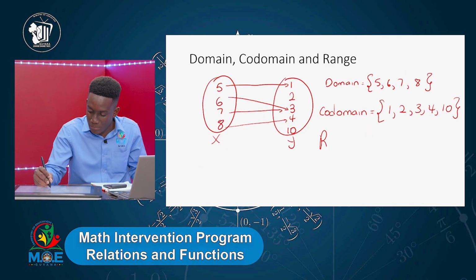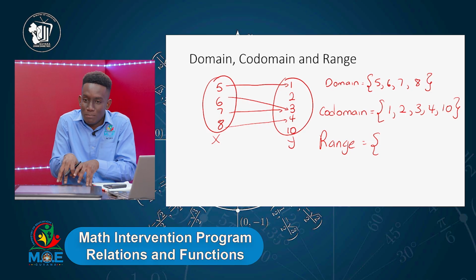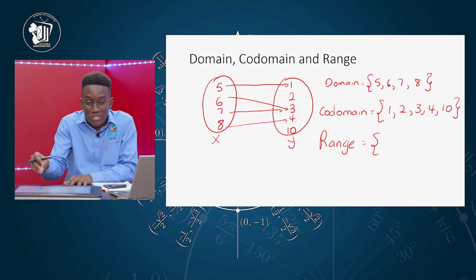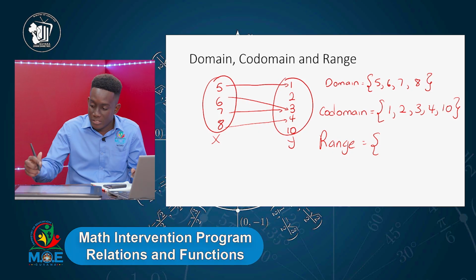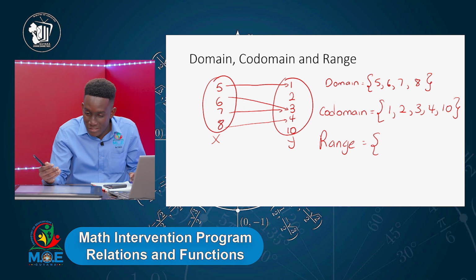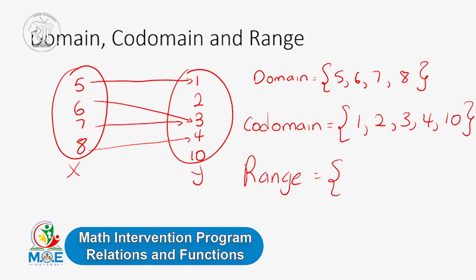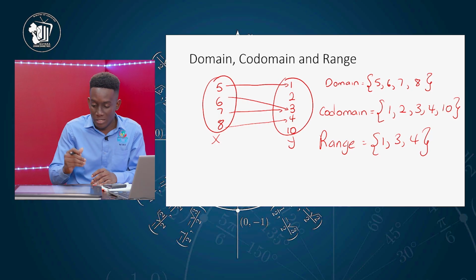And the range in this example would be everything that is being mapped onto. So for example, we see that 1 is being mapped onto, 3 is being mapped onto, and 4 is being mapped onto. We consider those the range. So the codomain is everything inside, and the range would be everything that is being mapped onto. So in this case, the range would be 1, because that is being mapped onto, 3, because that is being mapped onto, and 4. And that is how we identify what is the domain, the codomain, and the range.